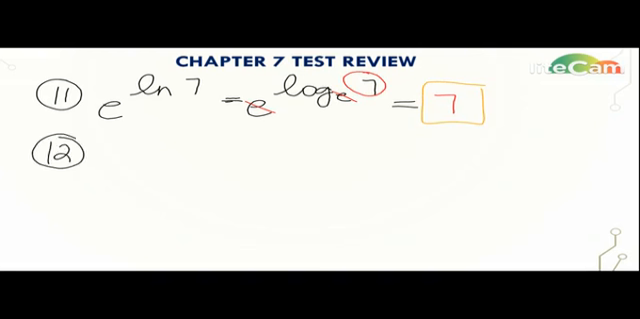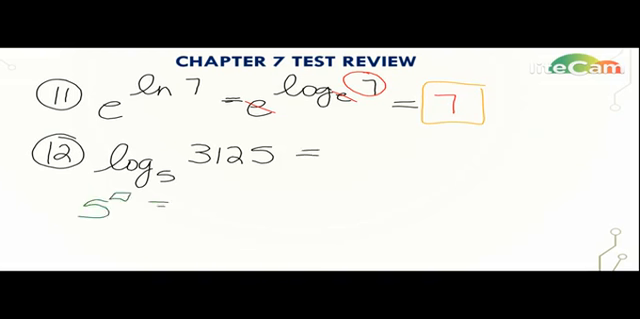Okay, now this is the last one where we're evaluating without a calculator. So log base 5 of 3,125. If you have to do this on the test, then by all means do it. It's not going to hurt anything.